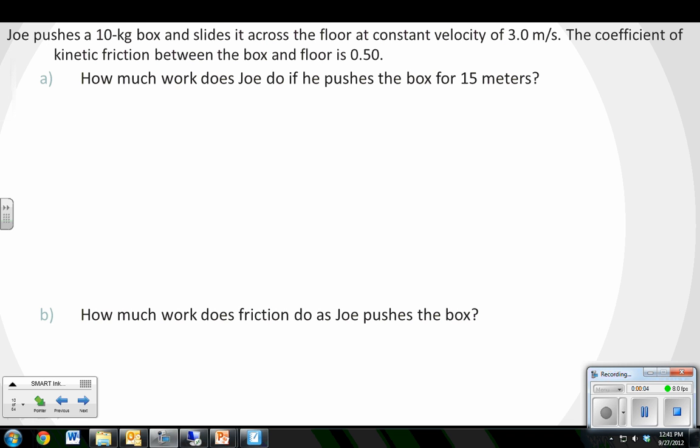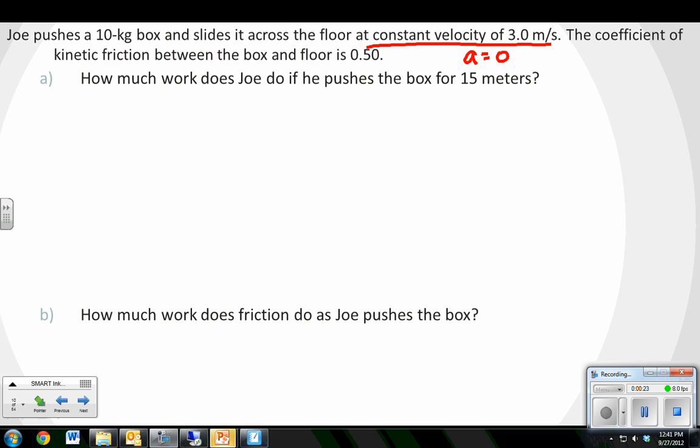Joe pushes a 10-kilogram block. It slides across the floor at constant velocity of 3 meters per second. See those words, constant velocity. What does that mean? Acceleration is 0. That means whatever push, it's got to be equal to whatever friction.